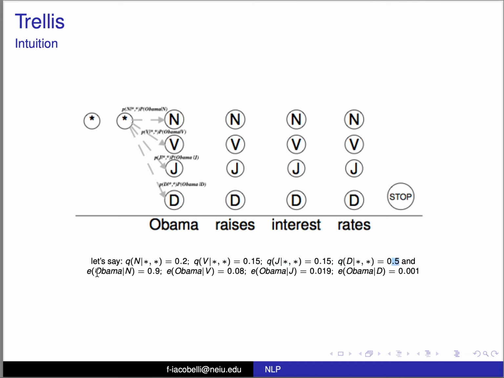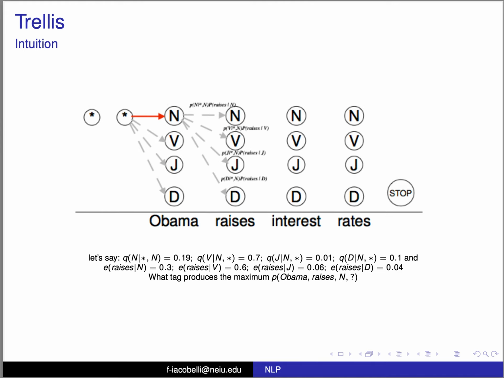And let's say that the emission probabilities are Obama as a noun is 0.9, Obama as a verb is 0.08, Obama as an adjective is 0.019, and Obama as a determiner is 0.001, right? Let's say those are the probabilities, and we can compute which one is the most likely. And we find out that it's noun.